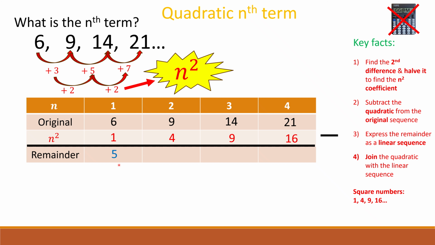6 take away 1 is 5. 9 take away 4 is 5. 14 take away 9 is 5. And 21 take away 16 is also 5.